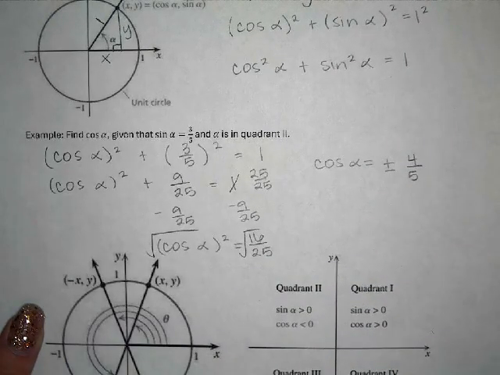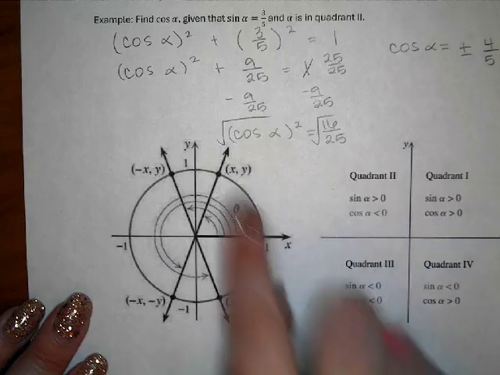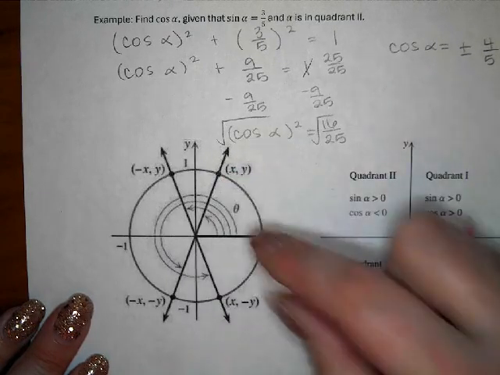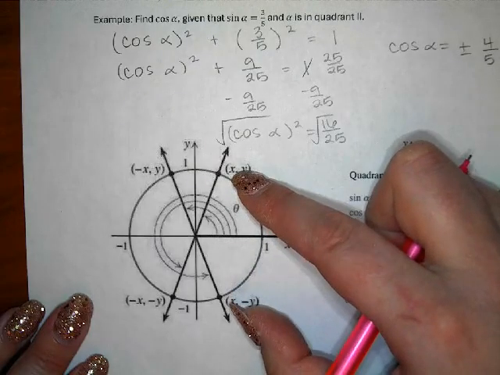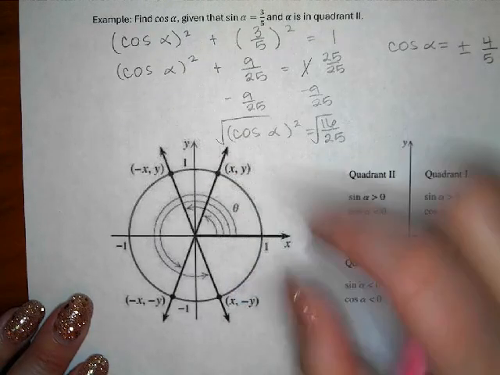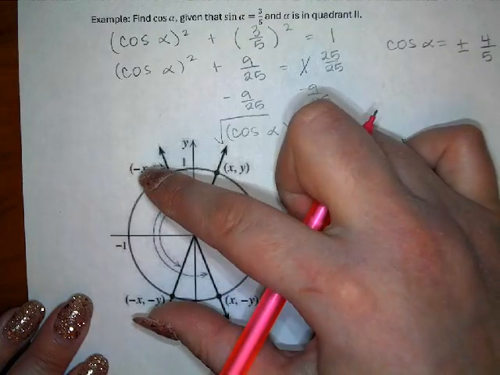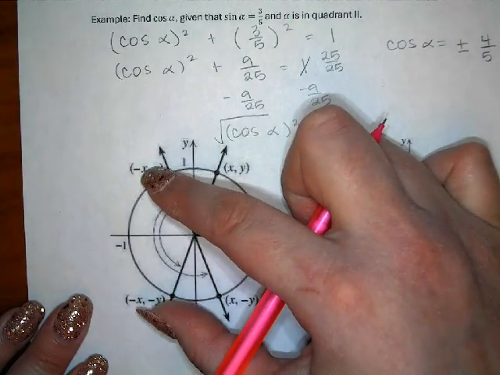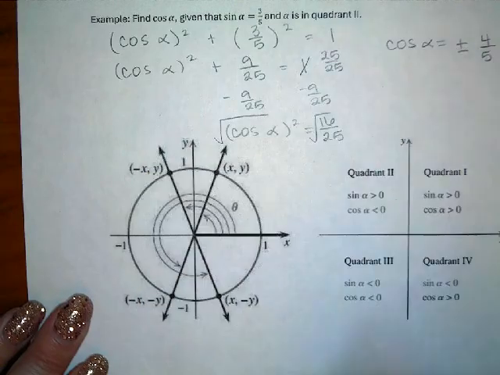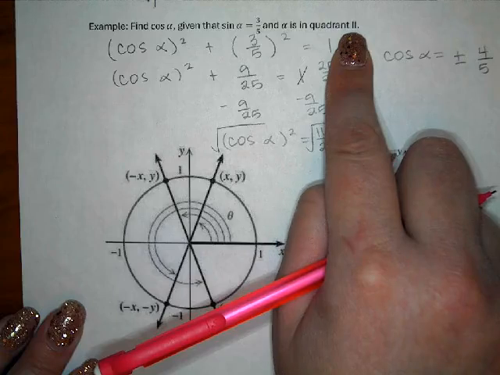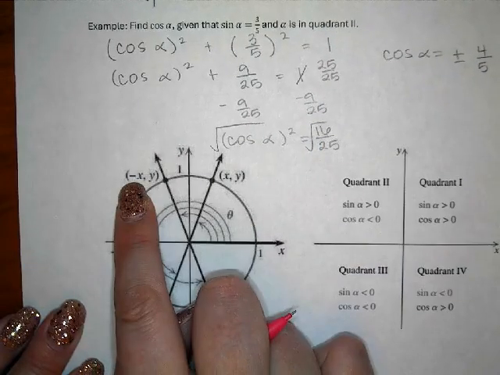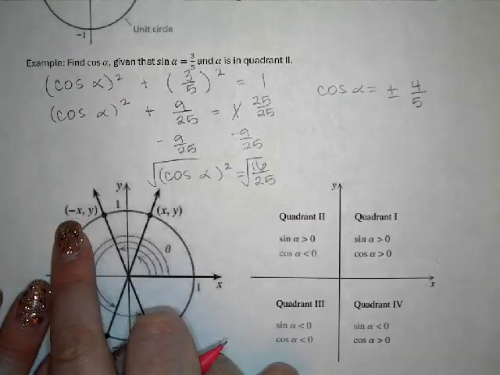And cos alpha is the x-coordinate. So if my answer ends up in quadrant 1 or quadrant 4, my x-coordinate would be positive. If cos ends up in quadrant 2 or quadrant 3, my x-coordinate should be negative. So I know that cos is this ratio, and because my answer should be in quadrant 2, that tells me that I'm going to have a negative x-coordinate, or that cos is going to be negative there. So cos is negative 4/5.